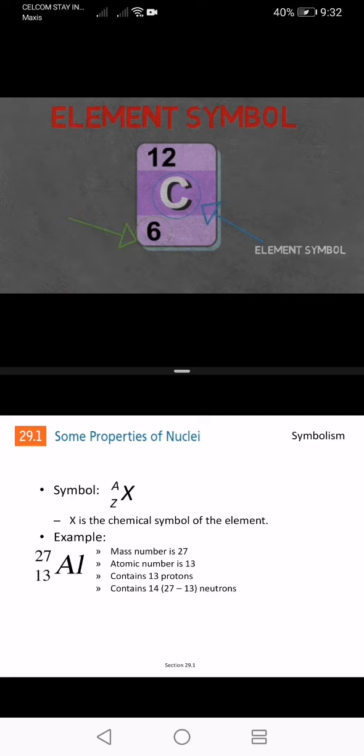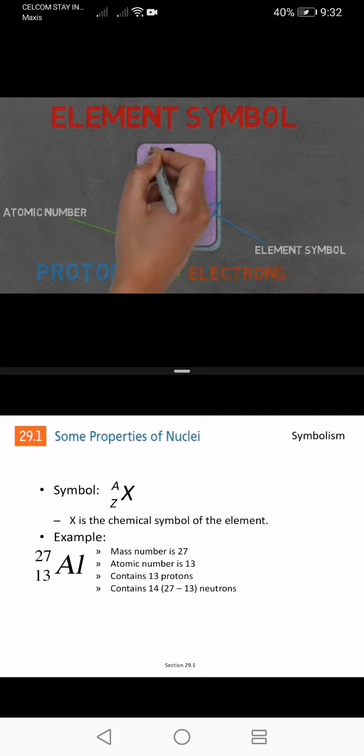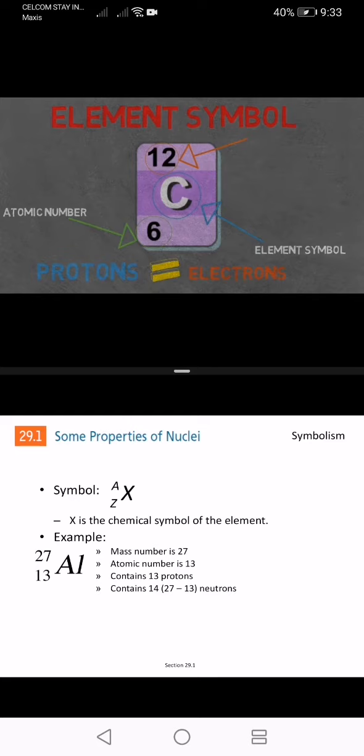The 6 is carbon's atomic number, so this is how many protons the atom has. In an atom, you have the same amount of protons and electrons, so this 6 also represents the number of electrons in the atom. The 12 is carbon's atomic weight.